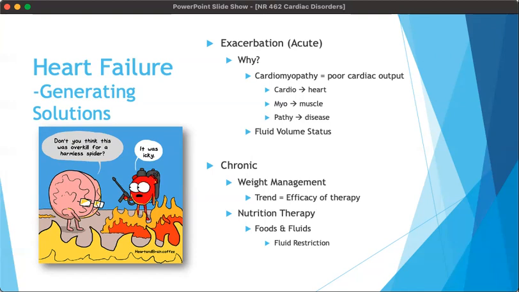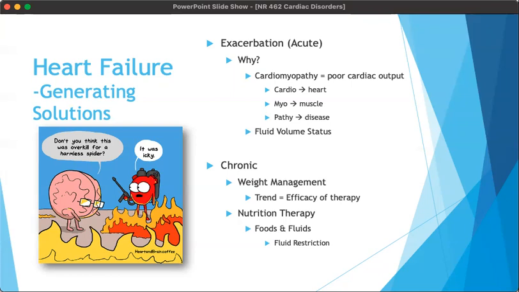When we talk about chronic management, a big way that we monitor whether patients are getting worse or staying stable in their heart failure is through weight management. So we want to be weighing our patients every day because we know that 1 liter of fluid is 1 kilo of weight. So we do want to figure out what their baseline weight is, or their dry weight, so to speak.